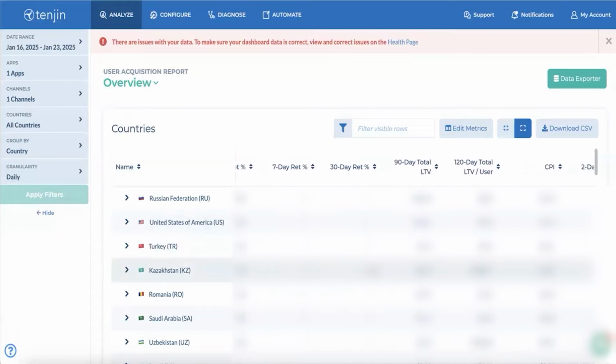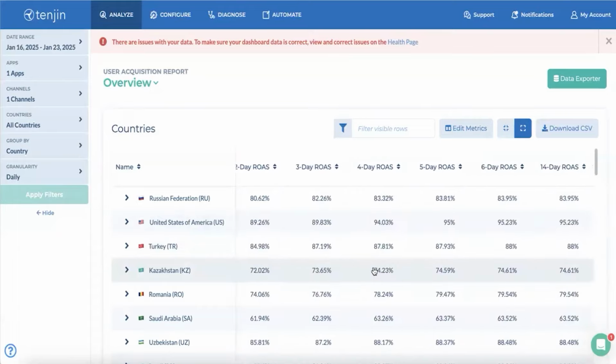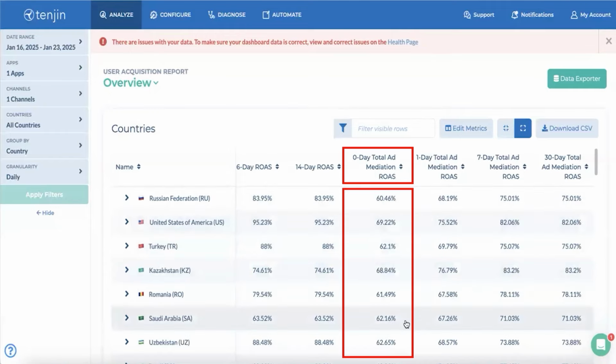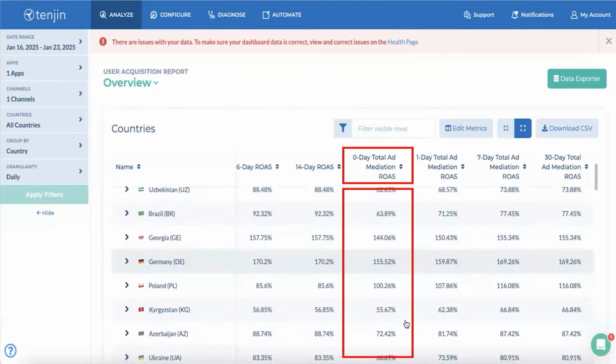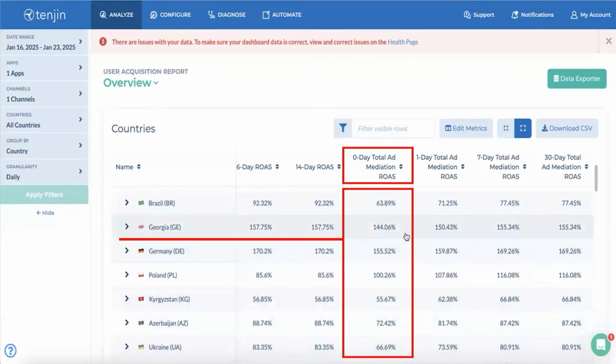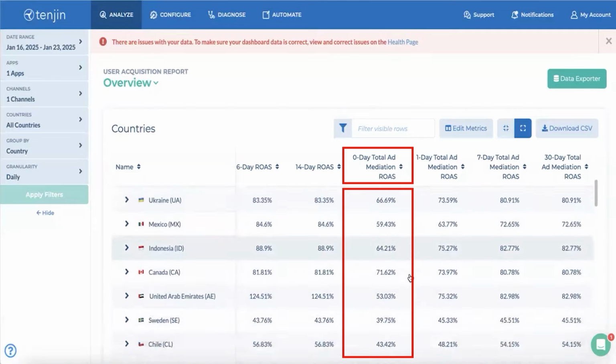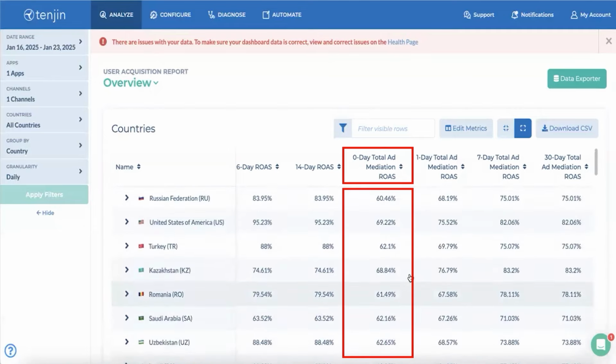For now, this network operates only on CPI optimization. ROAS optimization is not yet available for them, so all advertising campaigns we have running on Vaiso are focused solely on installs. Nevertheless, if we examine closely the day 0 ad mediation ROAS, we will see that all the countries we are still acquiring traffic from are performing positively. There are even countries like Georgia, Germany, and Poland that are performing significantly above the target metrics set in our KPIs. Therefore, this channel is also a good and effective one. We are scaling it as well.